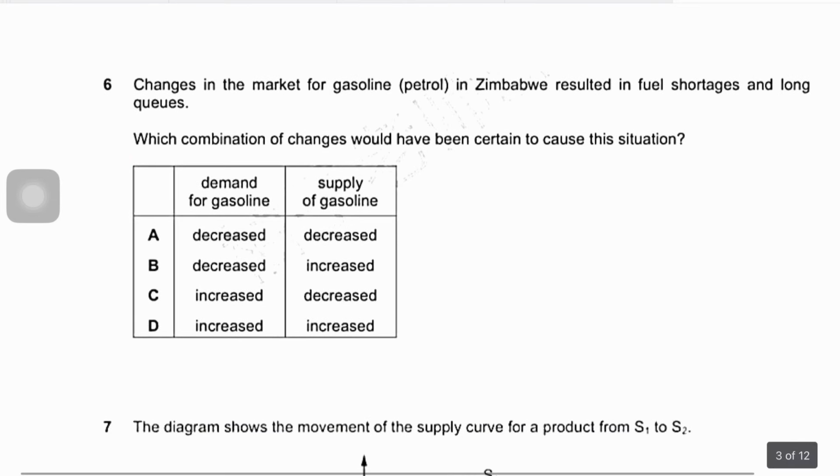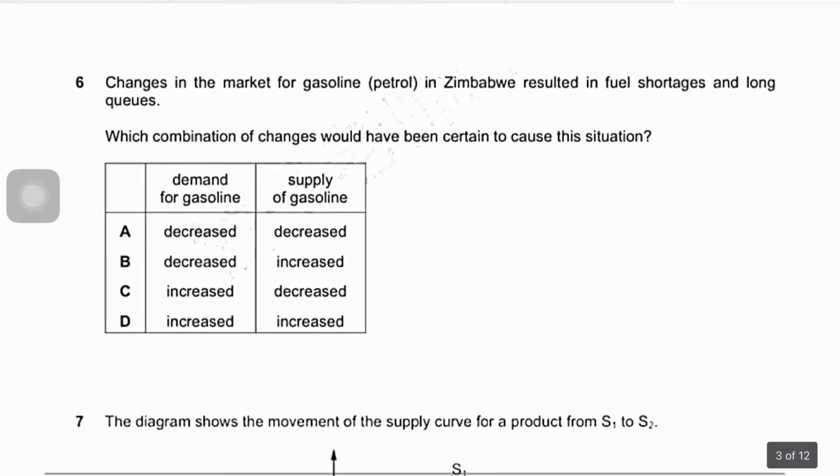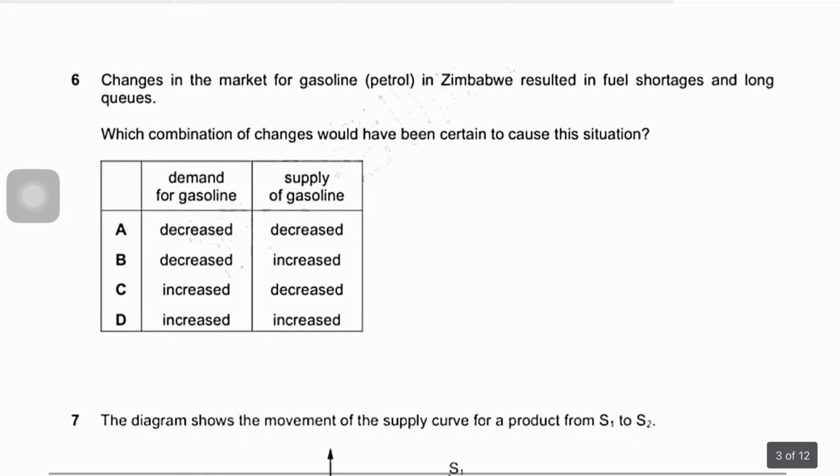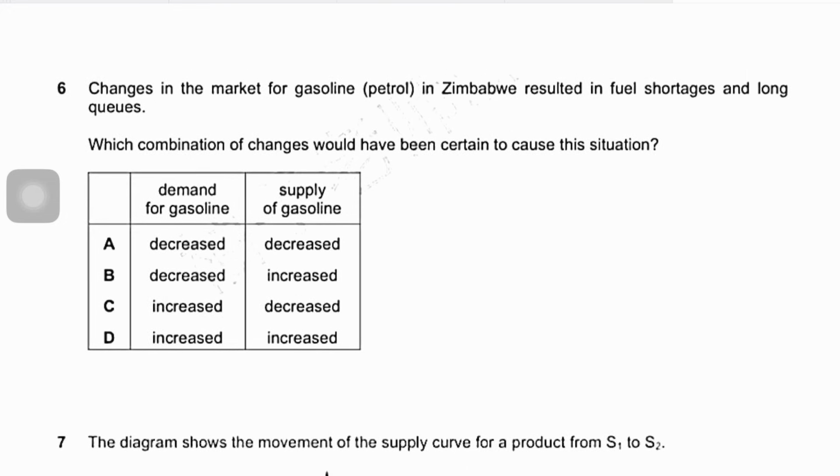The next question number 6 says changes in the market for gasoline, petrol, in Zimbabwe resulted in fuel shortages and long queues. Which combination of changes would have been certain to cause this situation? Now, to answer this MCQ, we need to analyze the combination of changes in both the demand and supply of gasoline that could lead to fuel shortages and long queues.